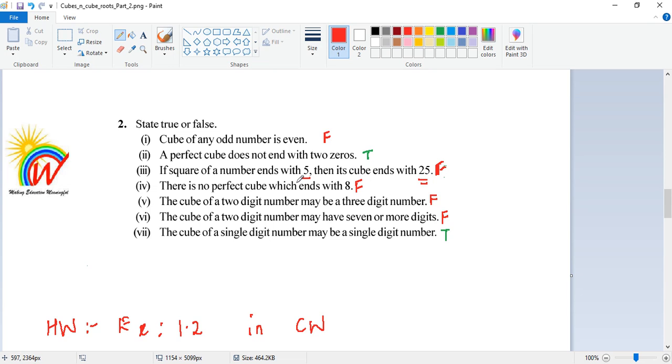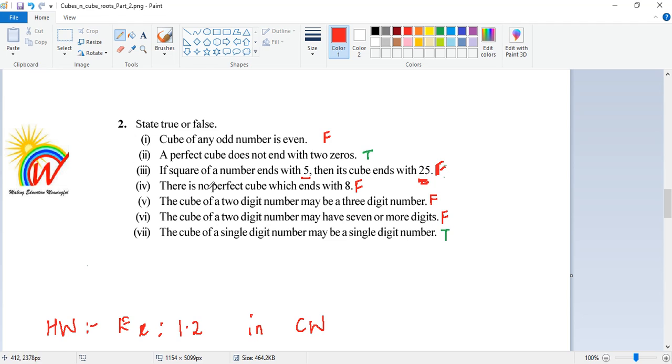Now, if the square of a number ends with 5, then its cube ends with 25. So that's not true, okay? You can check that. 5 square is 25, and let's say 25 square is going to give you 625, and 25 cube is going to give you something else. It will not end with 25, it will end with 75. You can check this out. Alright, so this is a false statement.